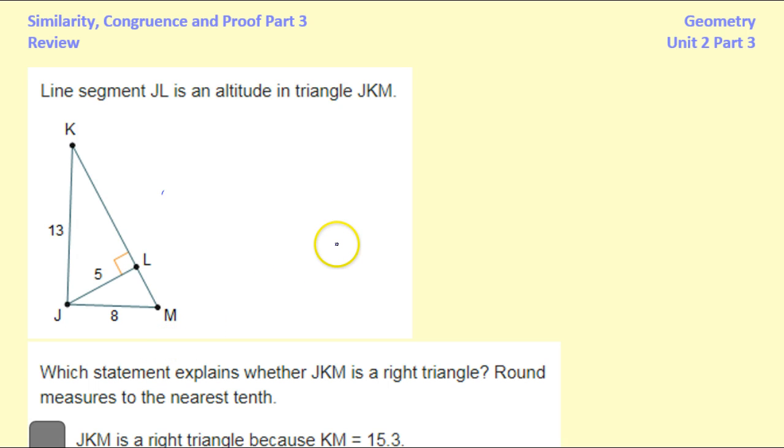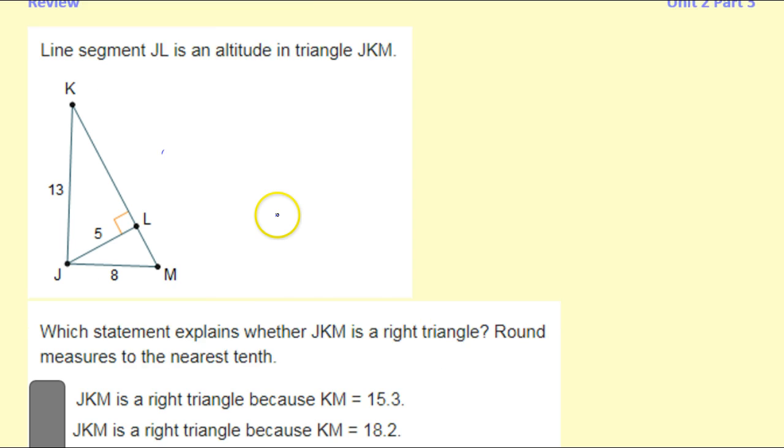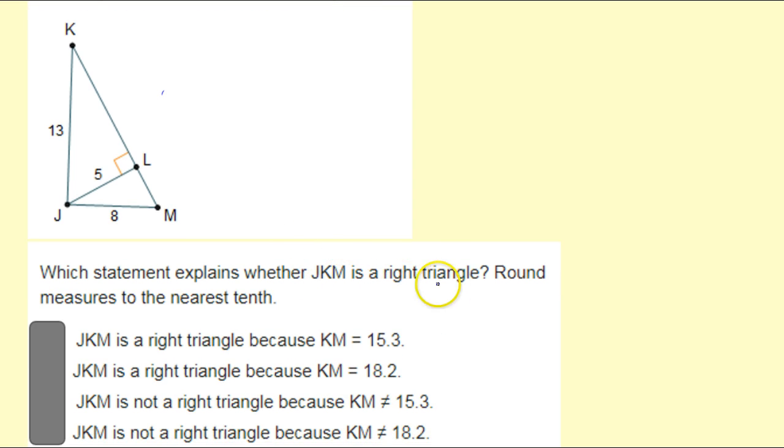In this video, we will solve problems to do with similarity, congruence, and proof. Let's start off with this first problem where line segment JL is the altitude of triangle JKM. Which statement explains whether JKM is a right triangle?